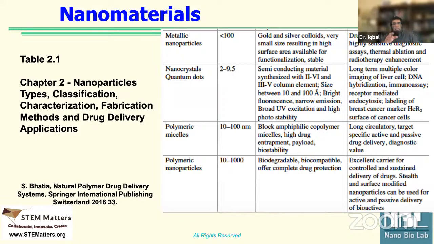Polymeric micelles, again, these are copolymer micelles. So these are, again, things made of polymers under 10 to 100 nanometer. They can also carry drug molecules, they can carry payloads. When you say payload, that can be drug molecules, that can be genes, that can be a specific protein, this can be even a virus that can be carried in them, right?